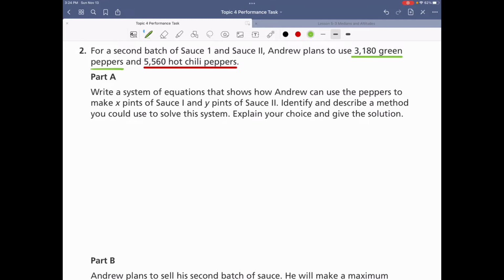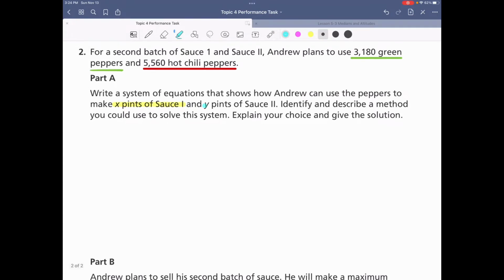Write a system of equations that shows how Andrew can use the peppers to make X pints of sauce 1 and Y pints of sauce 2. Identify and describe a method you could use to solve this system. Explain your choice and give the solution.